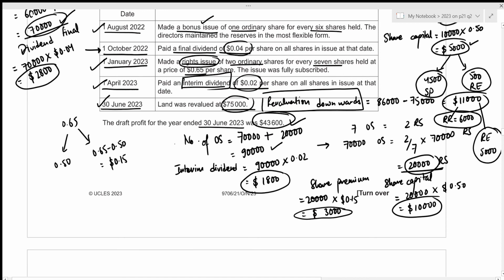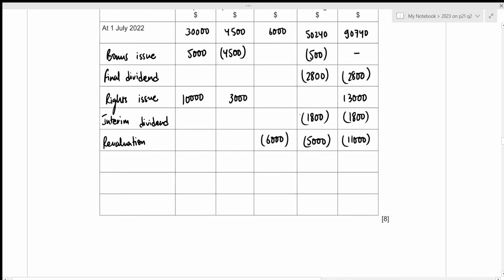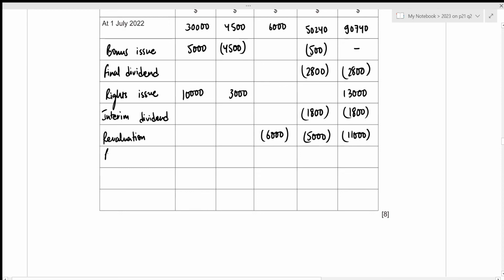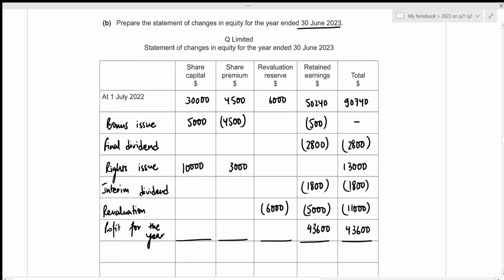Then we were also given information regarding profit for the year, which was 43,600, and we should always add this to the retained earnings column. Let's write it down. So that will be profit for the year of 43,600. Okay, we've included everything.